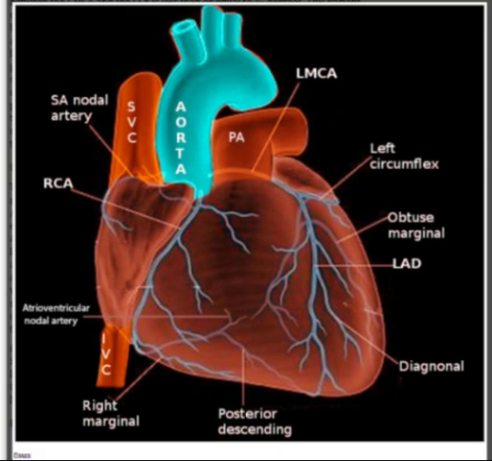The left coronary artery arises from the aorta within the left cusp of the aortic valve and feeds blood to the left side of the heart. It branches into two arteries, the left anterior descending and the left circumflex. The left anterior descending artery perfuses the interventricular septum and anterior wall of the left ventricle. The left circumflex artery perfuses the left ventricular free wall.